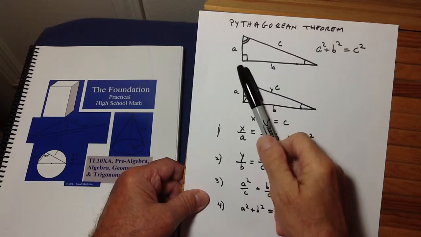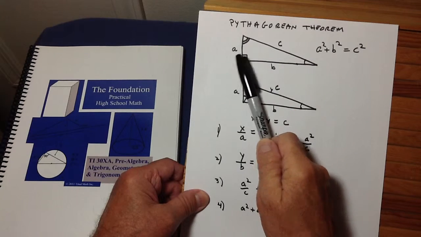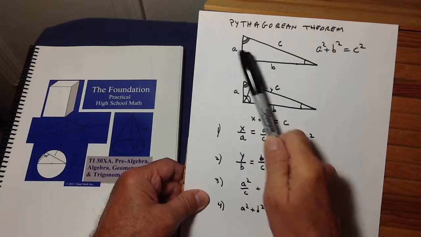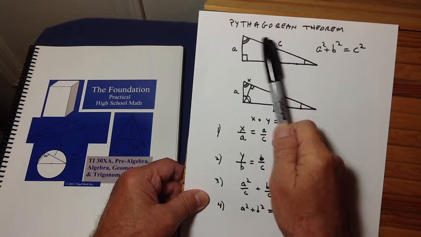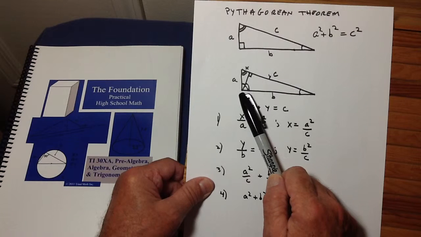We want to prove the famous Pythagorean theorem, where you have a right triangle and the sides a and b, when you square them and add them together, equal the square of the hypotenuse. That's the famous Pythagorean theorem. Now we're going to do that in the following way.